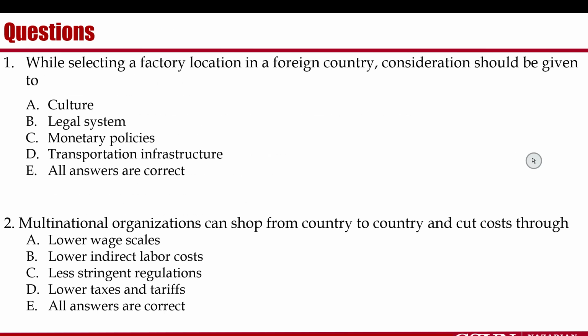While selecting a factor location in a foreign country, considerations should be given to culture, legal system, monetary policies, transportation infrastructure, or all of the above, all of the answers. A multinational organization can shop from country to country and cut costs through lower wages, lower indirect labor costs, less stringent regulations, lower taxes and tariffs, all of the answers.